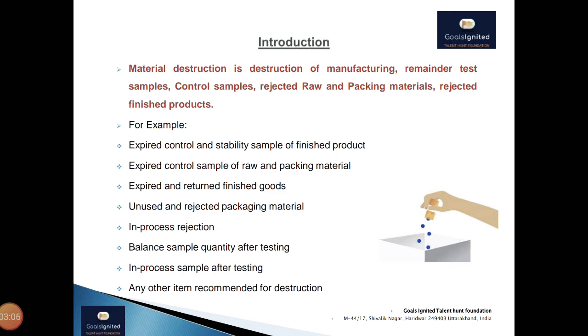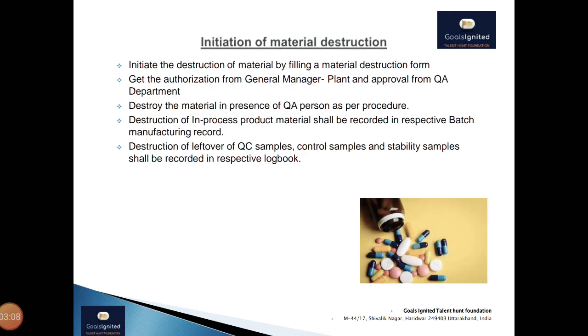Now we come to the initiation of the material destruction. How do we initiate the material destruction process? Initiate the destruction of the material by filing a material destruction form, get it authorized through the GM plant and approved by head QA and the QA department. Then destroy the material in the presence of a QA person as per the procedure. Destruction of in-process material shall be recorded in the respective BMRs, and the destruction of leftover QC samples or control samples is required to be recorded in the respective logbook.